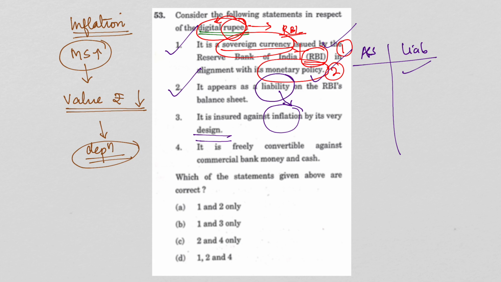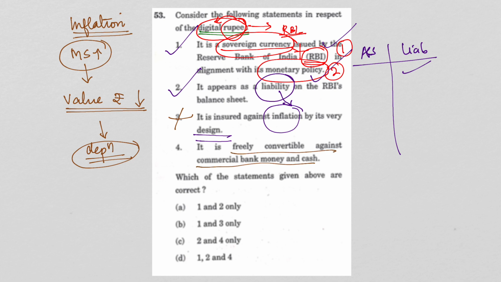And as I said in the beginning of this question, digital rupee is nothing but a digital form of rupee. Whatever you can do with rupee, you can do with digital rupee as well. The only difference is that it will not be in the form of currency, but in the form of a digital currency. So, when rupee is affected by inflation, do you think digital rupee will not be affected by inflation? No, right? So, there is no insurance or such things. This is common sense. So, this is wrong.